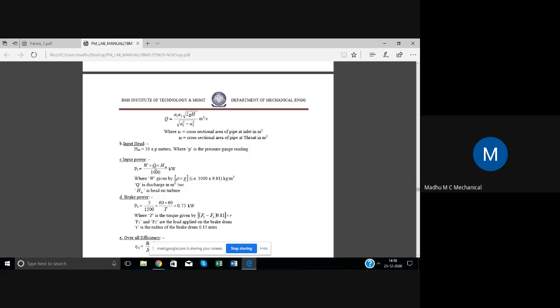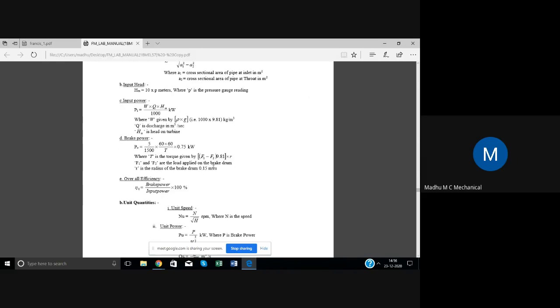HM into discharge into W. W is equal to rho into g, it will be 9810 only. W 9810 into discharge value into HM value. That will be head on the turbine. That you will get input power. Brake power: what is the time taken for a revolution? First reading, it is 130. Put that value here in the place of T.